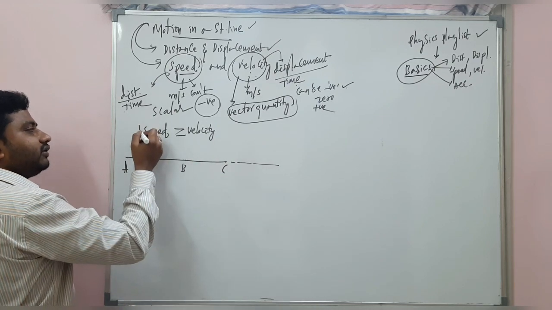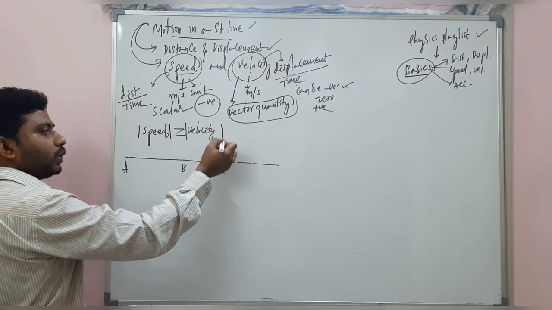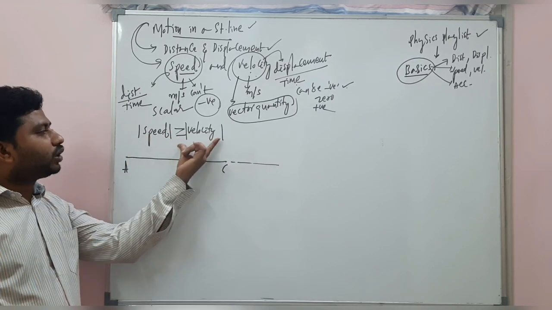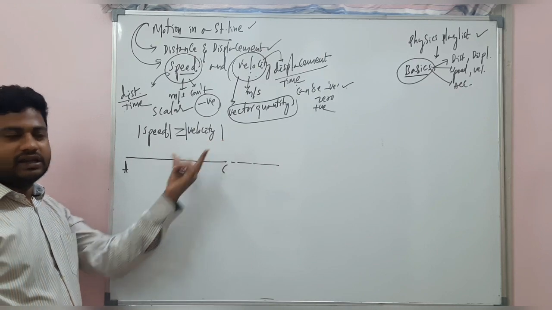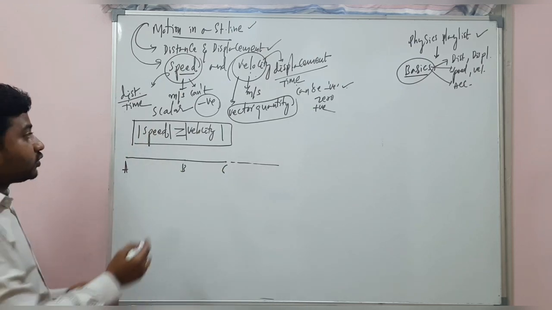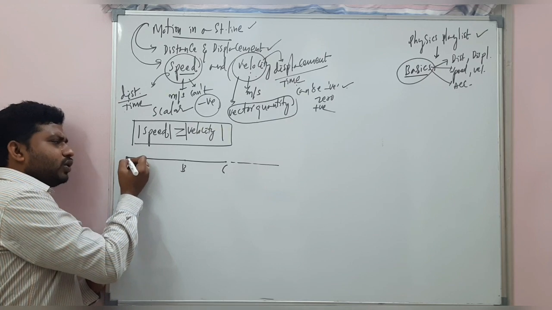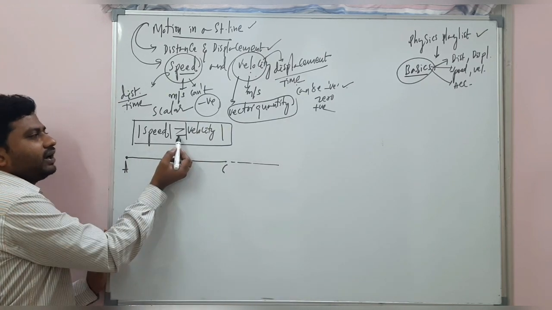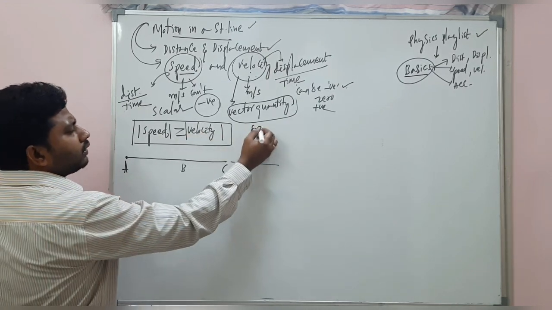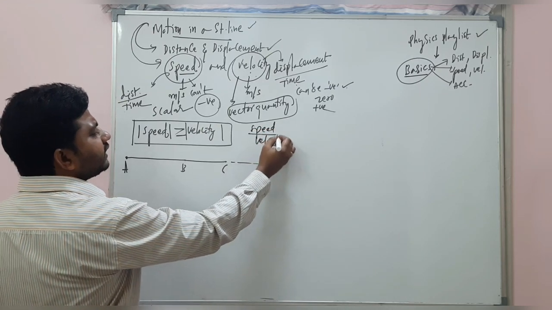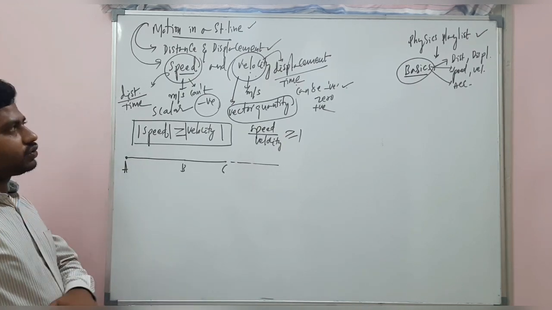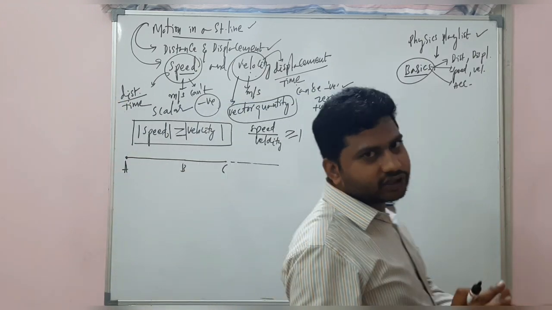Magnitude is represented with the symbol modulus. Modulus of the speed, the magnitude of the speed, is greater than or equal to the modulus of the velocity, the magnitude of the velocity. When it is equal, that is important. As long as the body is moving in a straight line without turning back, it is equal. Otherwise, it is always greater. From here, last class we discussed speed by velocity will be greater than or equal to 1. Remember this. Okay?